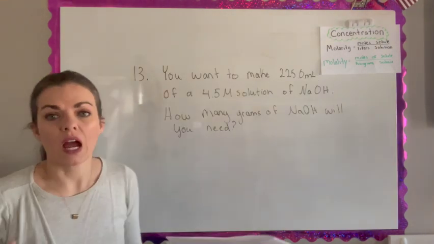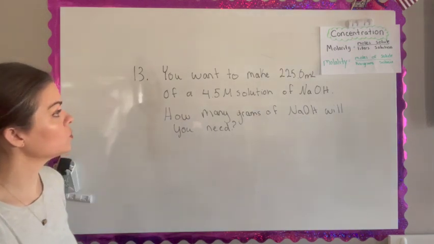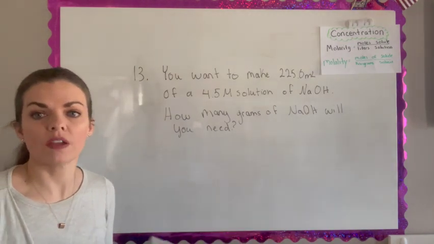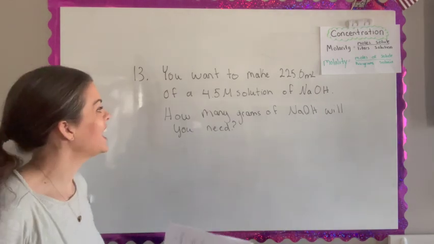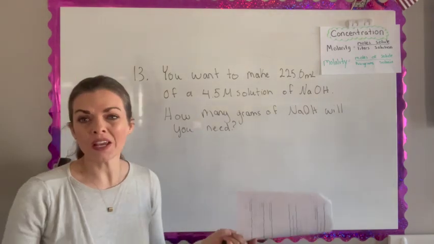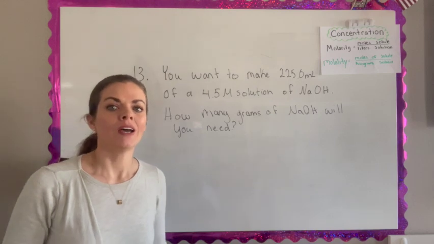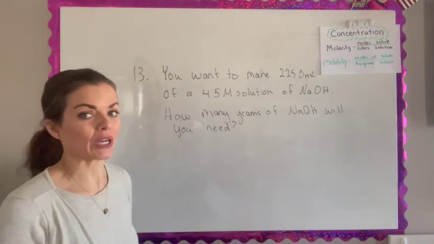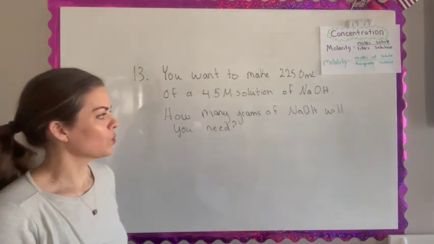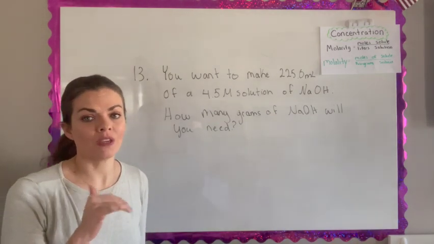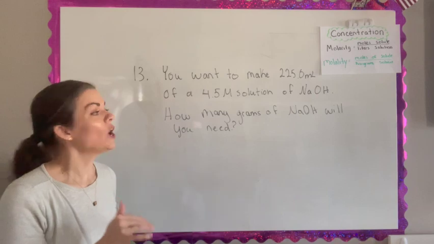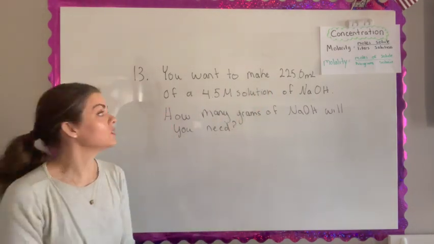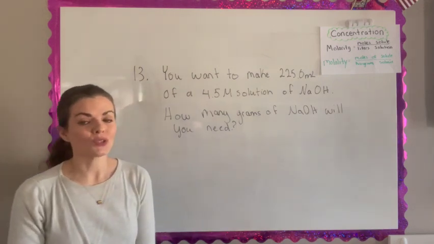Number 13 says, I want to make a 225 milliliter solution of a 4.5 molar solution. And so this is like NaOH. We've used this some in lab. It's lye, it's very caustic, so we always have to wear goggles when we're dealing with this. But the question wants to know, how many grams of NaOH do I have to start with so that I end up with 225 milliliters of a 4.5 molar solution?